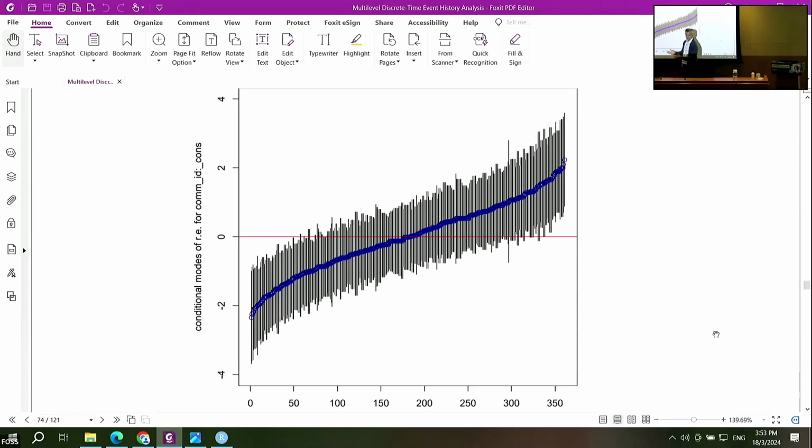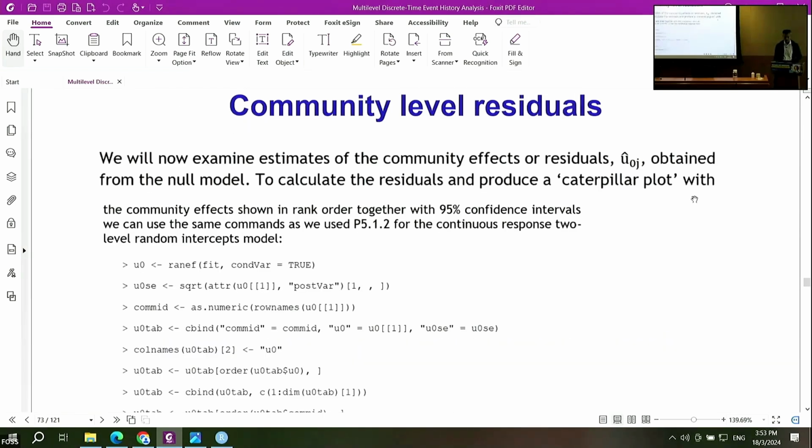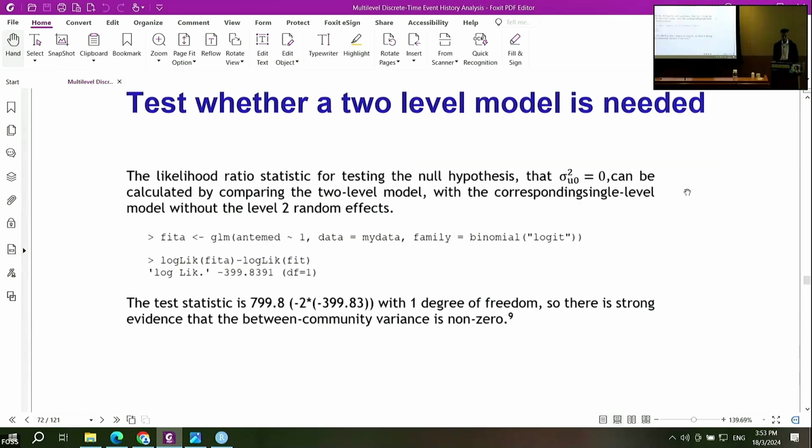So this is saying, yes, you probably do need a multi-level model, because look at this big difference in the community level residuals. If all of the community level residuals were around zero, and these confidence intervals were all overlapping with zero, then you probably don't need a multi-level model. So those are the two ways of testing whether you need a multi-level model: look at the caterpillar plot, or test for the change in the deviance from one model to the next. It's exactly the same as in a linear regression model, so nothing new there.